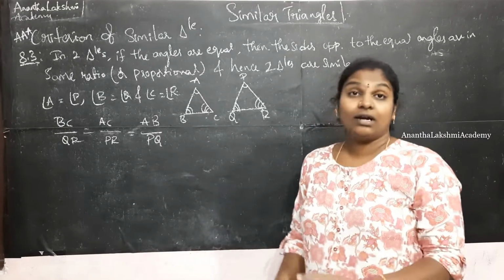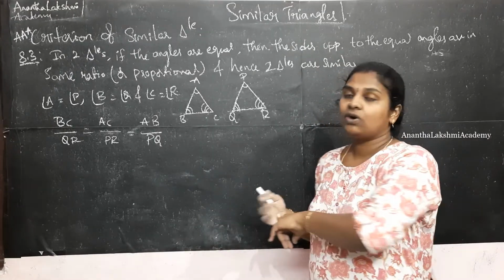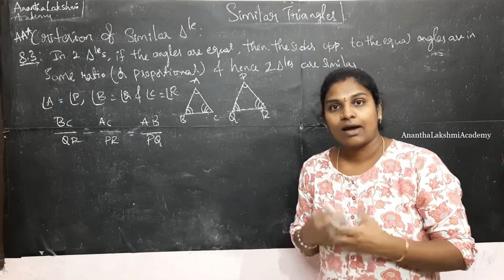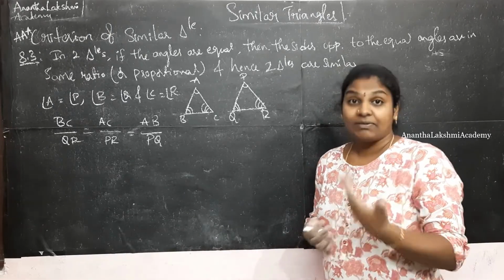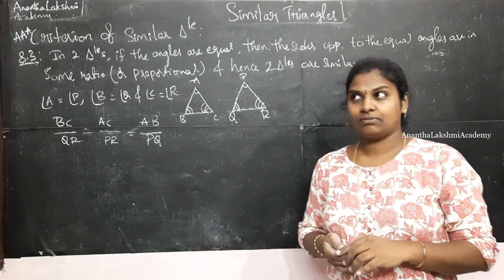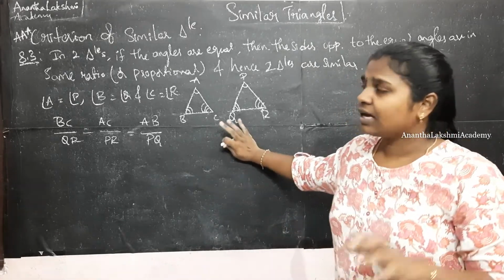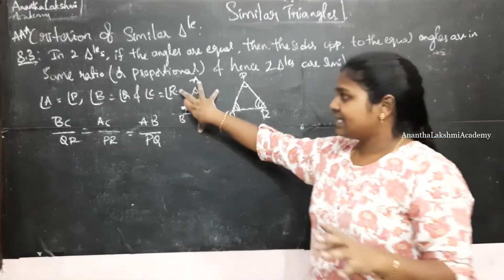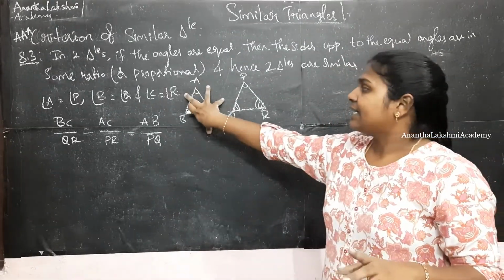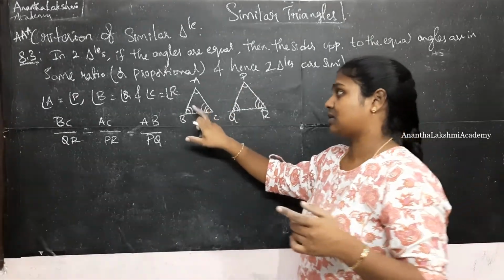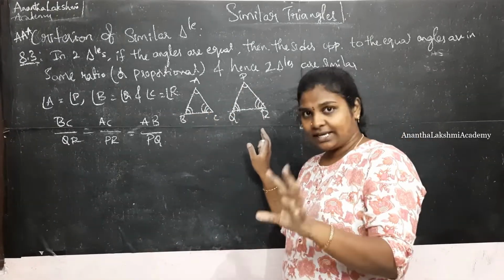We need to remember these criteria of similar triangles so that they will help us when we are solving the exercise 8.2 problems. So this is about AAA, which says that when the angles are equal, then the sides opposite to the corresponding angles are equal in ratio.